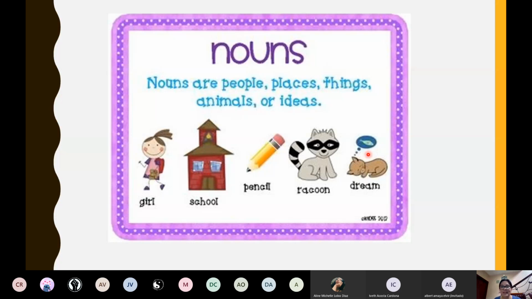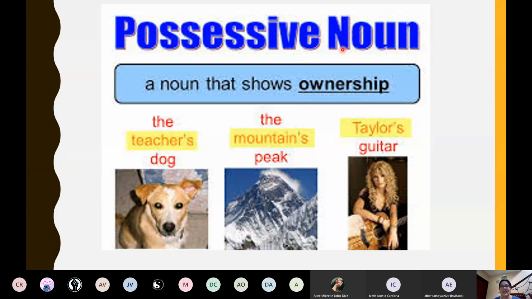So knowing that, now I want you to remember that a possessive noun is a noun that shows ownership. That means the noun is the owner of something else. For example, in here, what do you see in the picture? Can you see the picture? Yes. I see a dog. A dog. Okay. Now a mountain, and in here? Taylor Swift. Okay, so let's read the sentences.